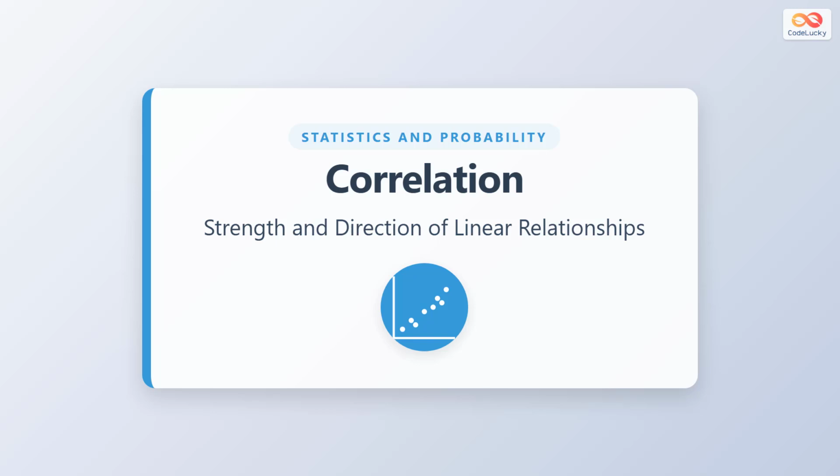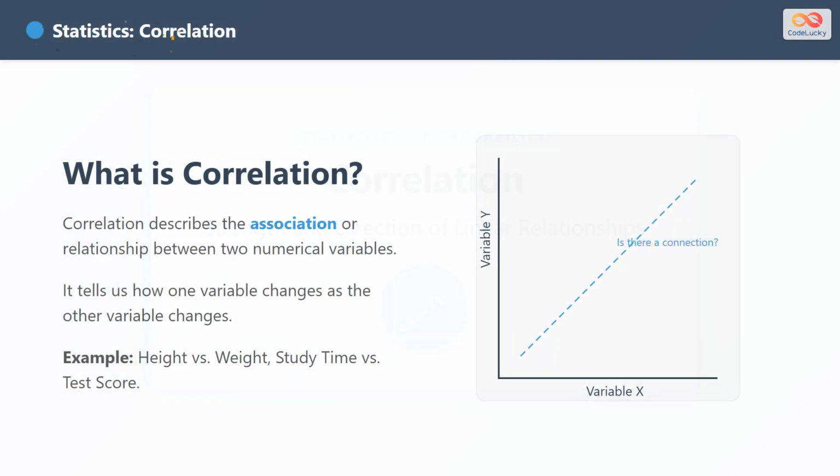Welcome to this lesson on statistics and probability. Today, we are going to explore the concept of correlation, focusing specifically on the strength and direction of linear relationships between two variables. So, what exactly is correlation?